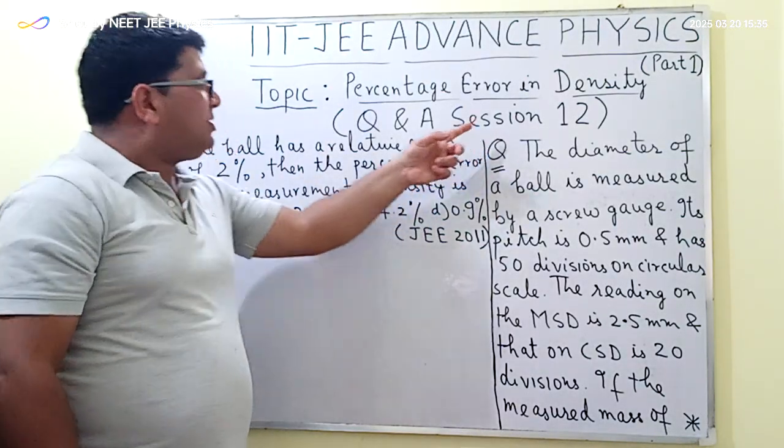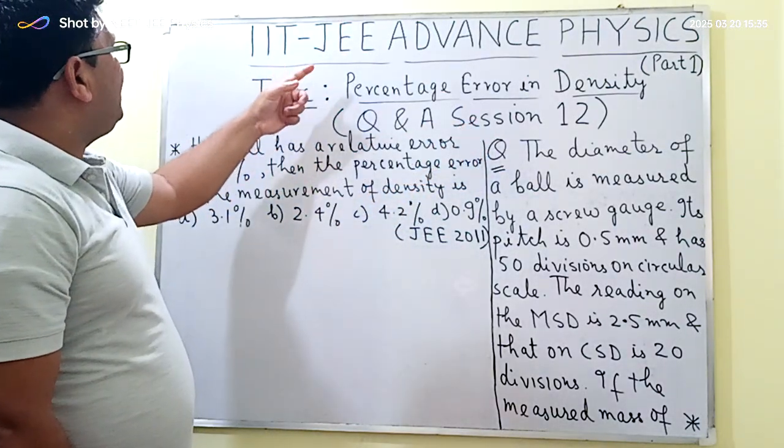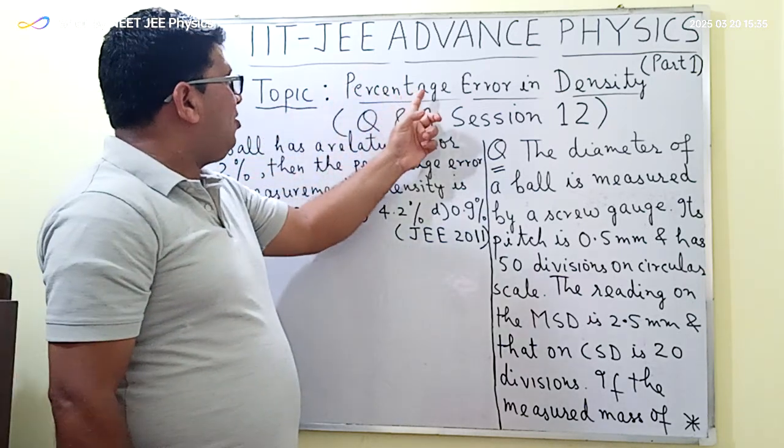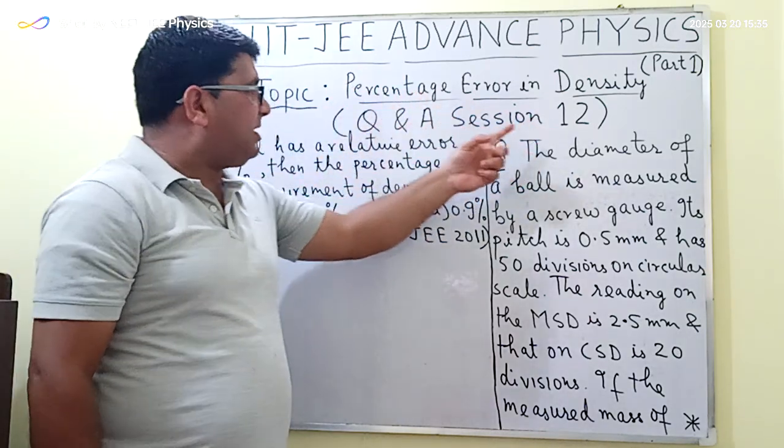Welcome to the Q&A session 12 from the playlist of IIT-JEE Advanced Physics. The topic is the calculation of percentage error in the measurement of density.